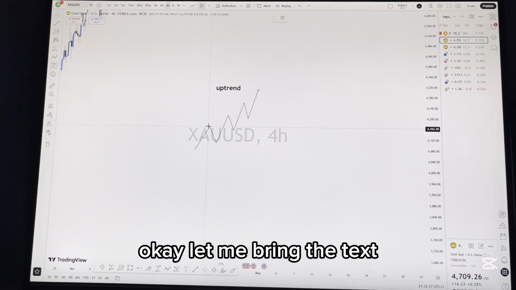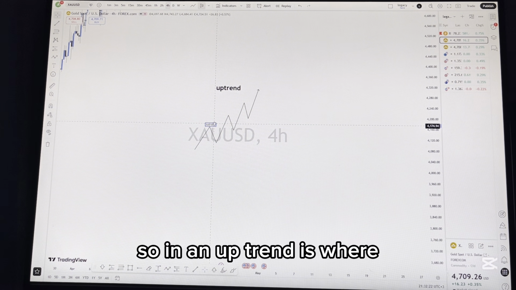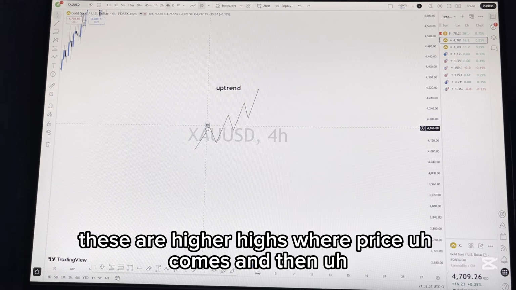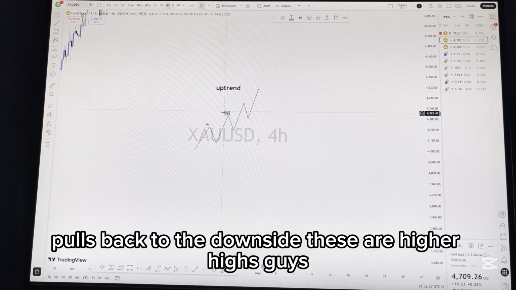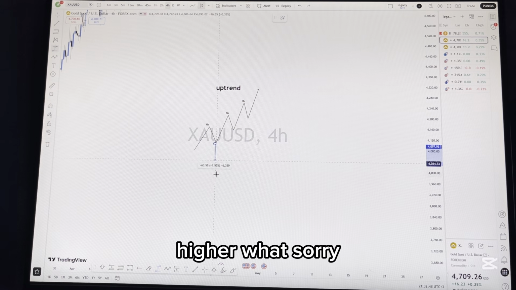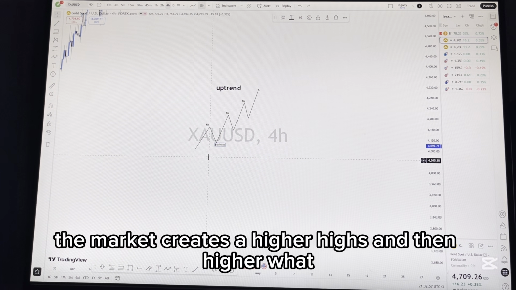Let me bring the text. So in an uptrend, the market creates higher highs, and these are higher highs where price comes and then pulls back to the downside. These are higher highs, guys. And then it creates higher lows. So in an uptrend, the market creates higher highs and then higher lows.